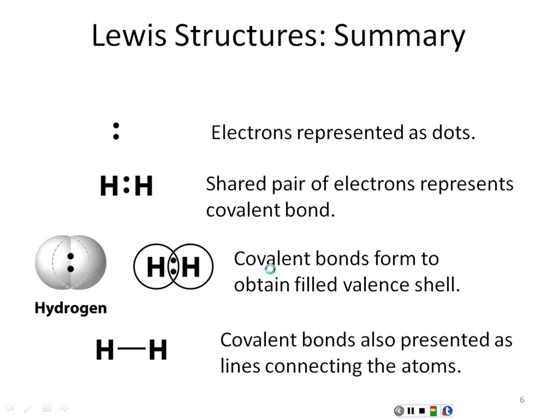Just like in Lewis symbols, electrons are represented as dots. A shared pair of electrons represents a covalent bond. So you can show the covalent bond between two hydrogen atoms as 2 dots between those atoms. But more commonly, when there are shared electrons forming a bond, we show it as a line between the 2 atoms.